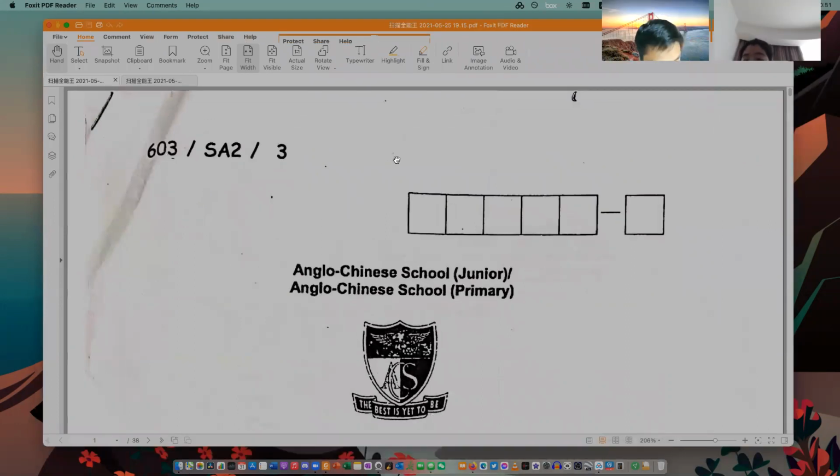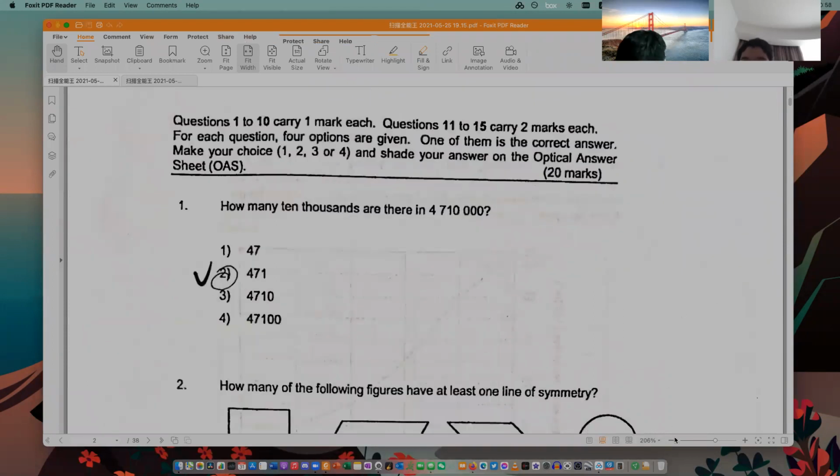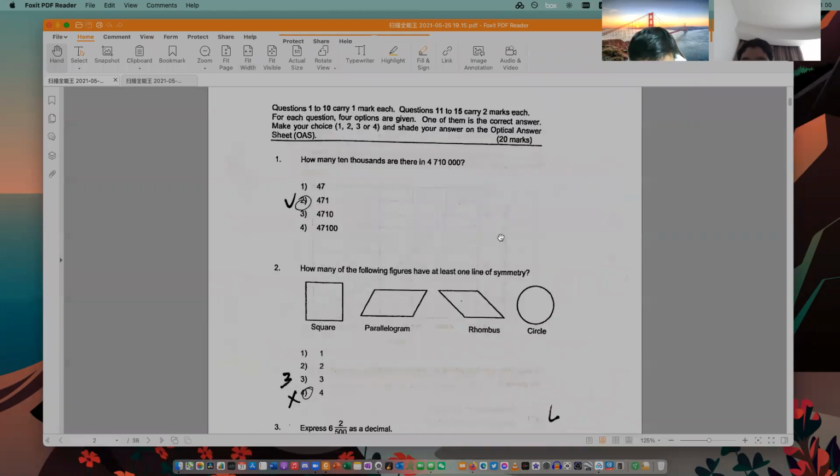All right, let's start off with the Anglo Chinese paper. Okay, so what do you have here? Let me see. Question 2. So it says, how many of the following figures have at least one line of symmetry? So at least one line of symmetry. So the square has 4.